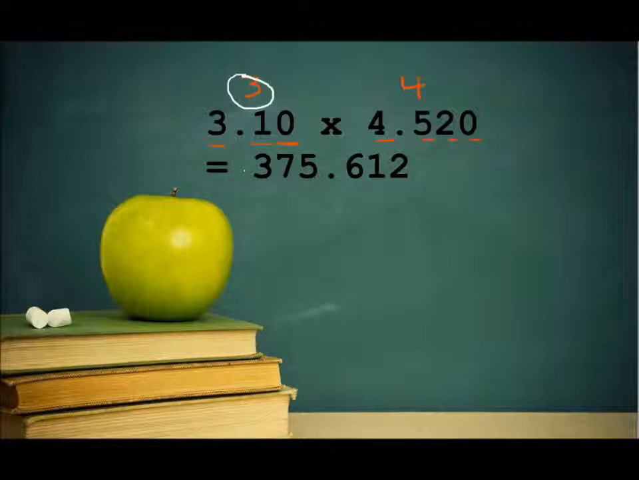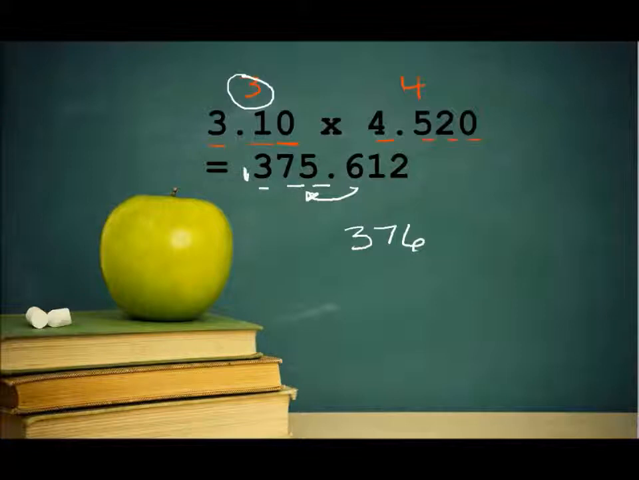I start as far over on the left as I can go, so 1, 2, 3. But I have to go way over here into the decimal and look at this 6, and the 6 is going to make the 5 round up. So the answer is going to be 376.